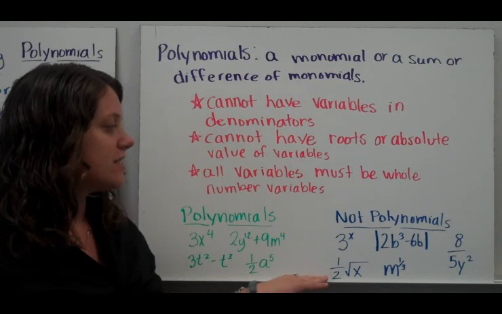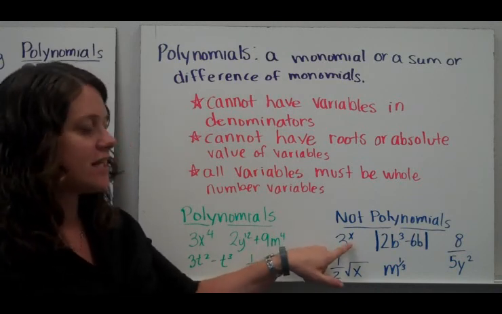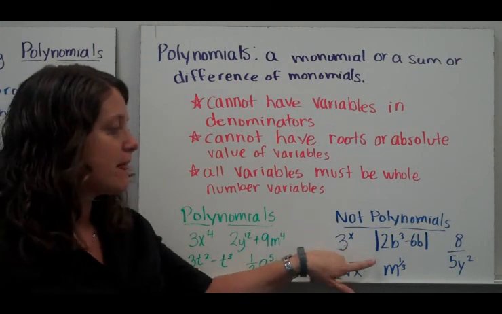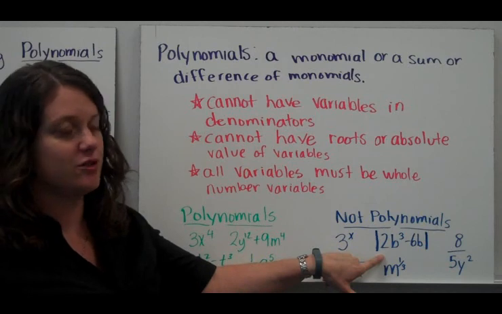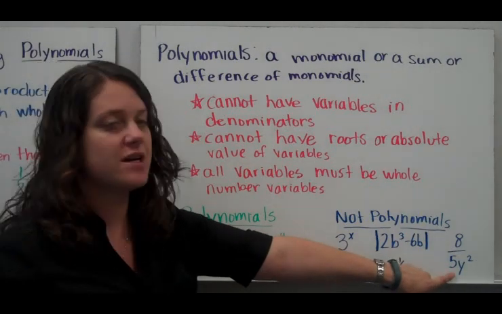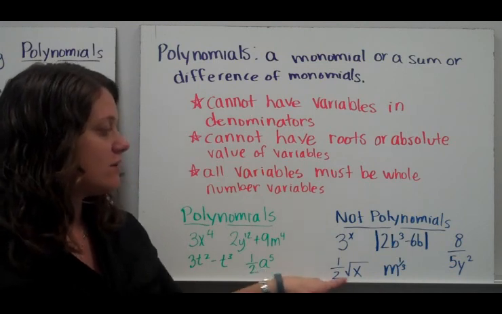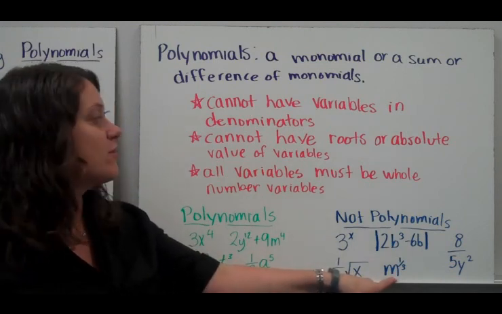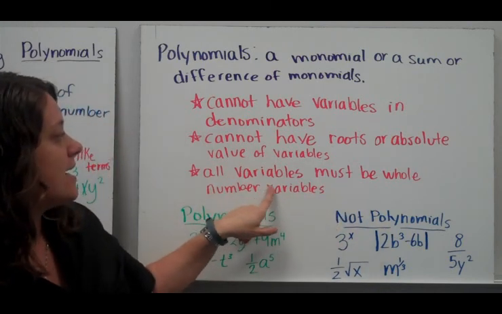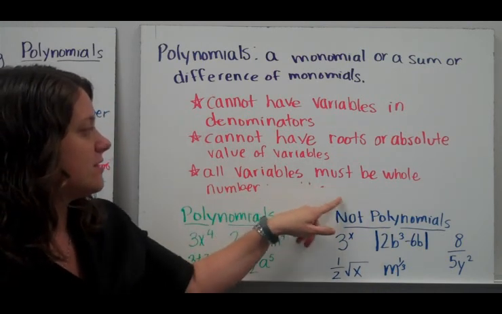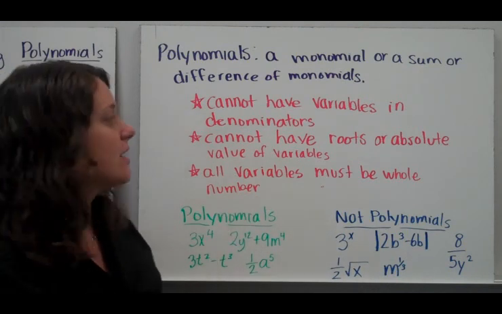Okay, over here, some things that are not polynomials. 3 to the x, okay, because you can't have an exponent that's a variable. The absolute value of a polynomial, that is not a polynomial. When you have a variable in the denominator, that's not a polynomial. You cannot have square roots, and you cannot have rational exponents. So this should actually say all variables must have whole number exponents. Okay, so they must have whole number exponents, not variables.